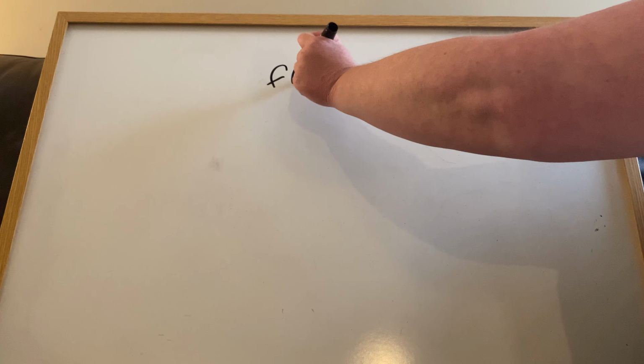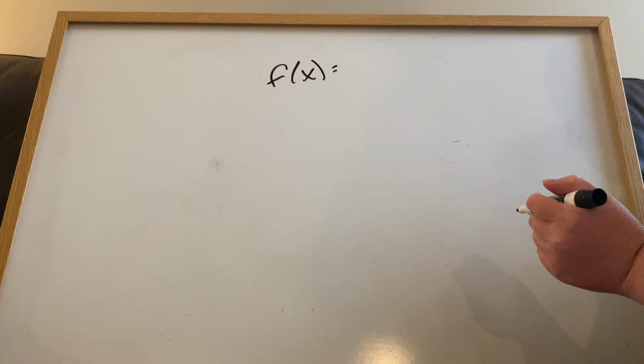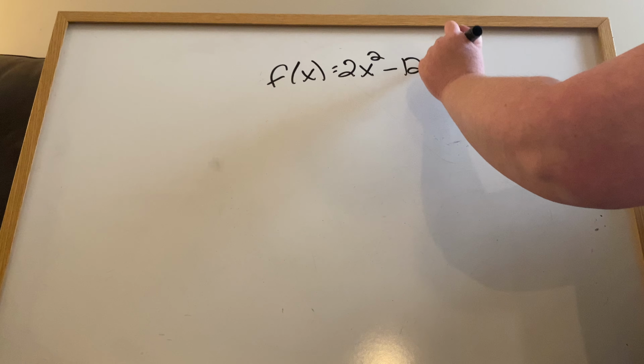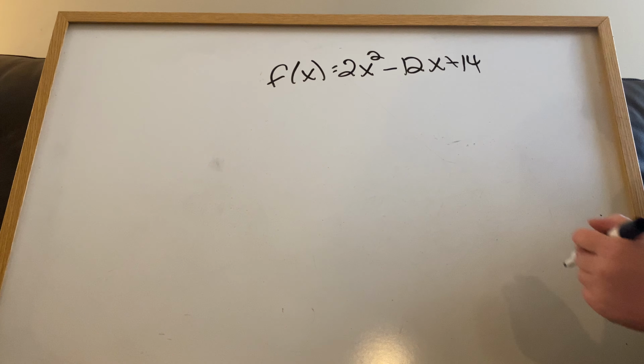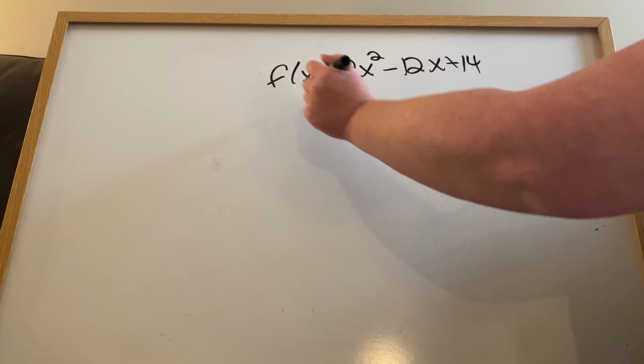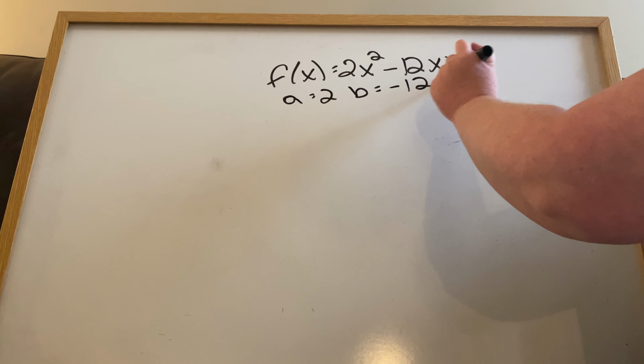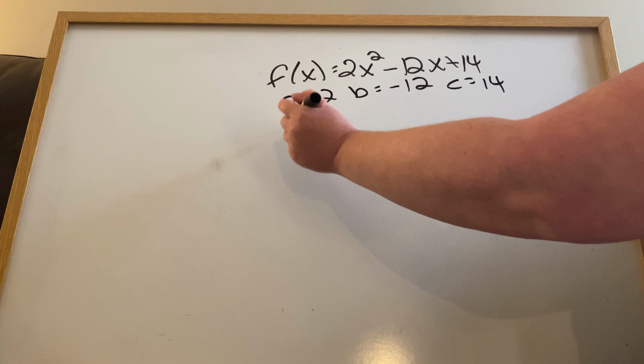So I want to talk about a couple more, and then we'll be done. So we're looking at number 5. Then you got 2x squared minus 12x plus 14. So same thing, we'll identify a, b, and c. So a is 2, b is negative 12, and c is 14.